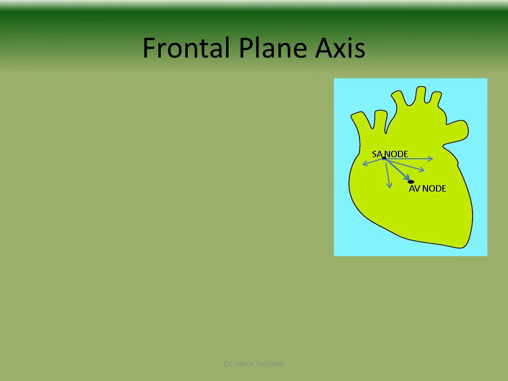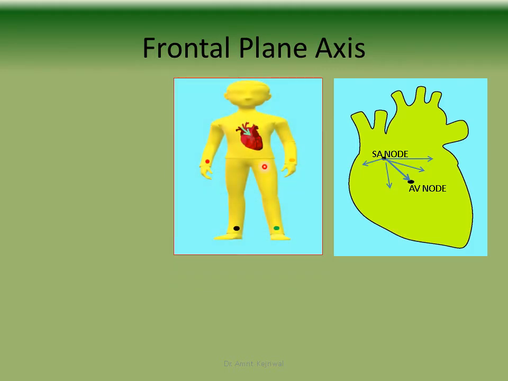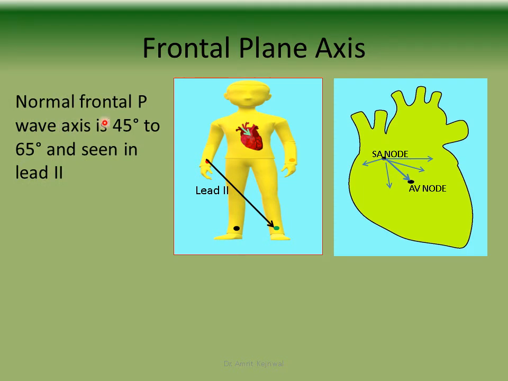Now the impulse spreads from the SA node to the AV node and simultaneously it goes towards the right atrium and the left atrium. So this is our patient. This is the direction of the wave from the SA node to the AV node. So this is the direction of lead 2. So it is best studied in lead 2 under normal circumstances. The normal frontal P wave axis is 45 to 65 degrees and is seen in lead 2.